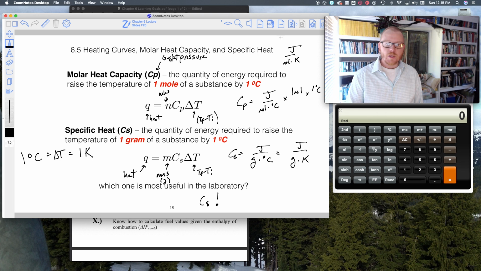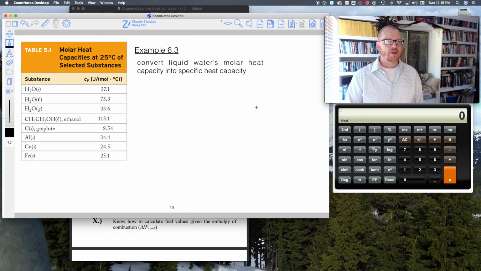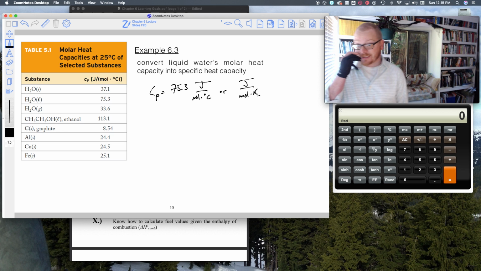Okay? So here are some examples of CP, joule per mole per degree C. And I want to point out this quantity of water, 75.3. Okay? So CP for water is 75.3 joule per mole per degree C, which is the same as joule per mole per Kelvin. It's the same thing, okay?